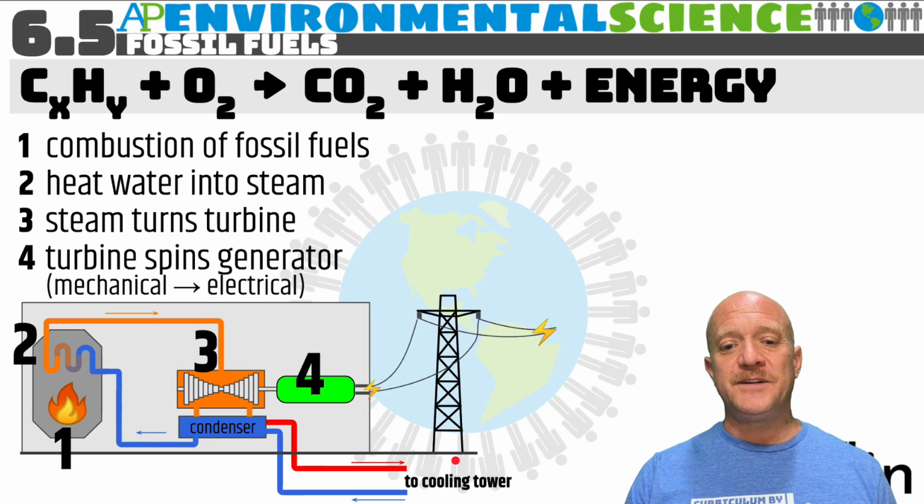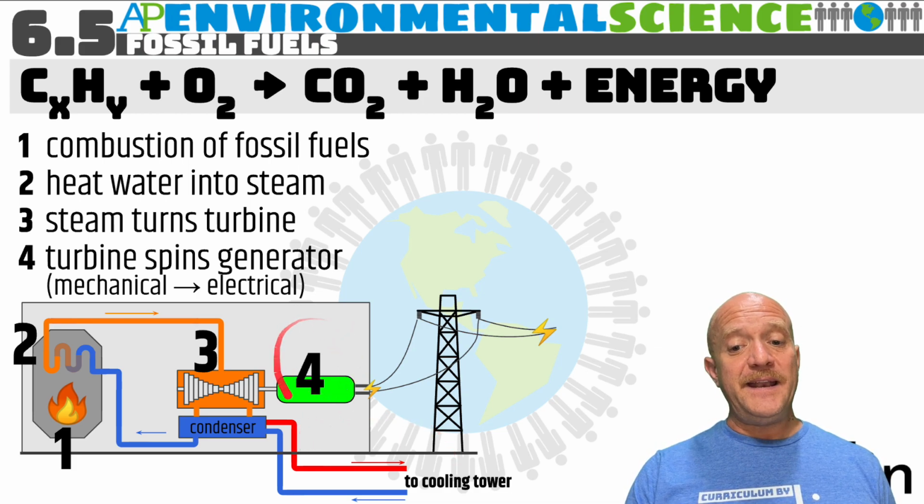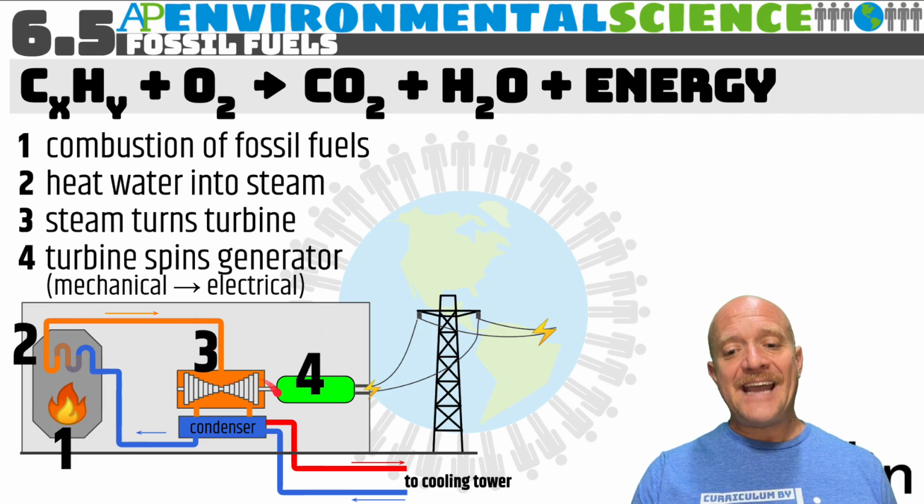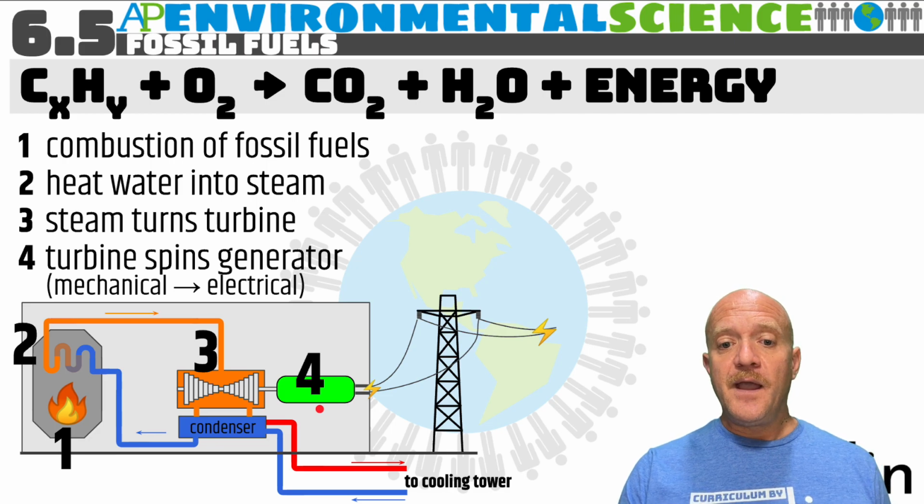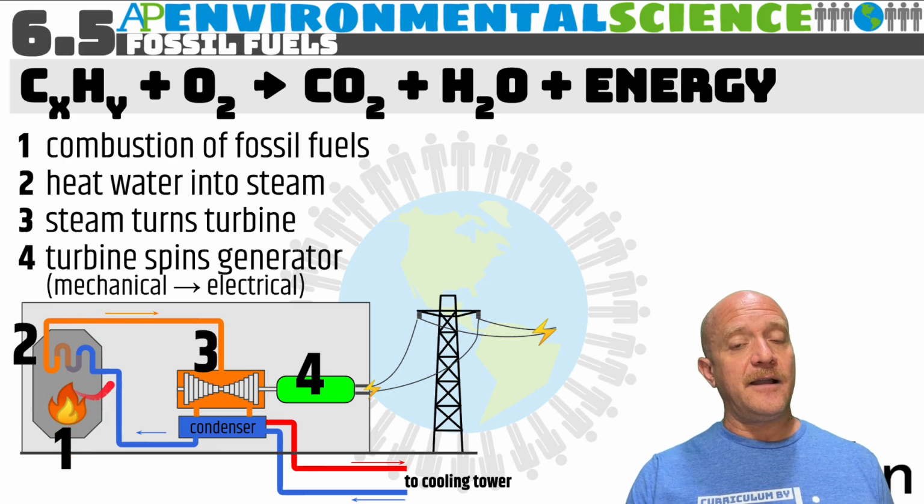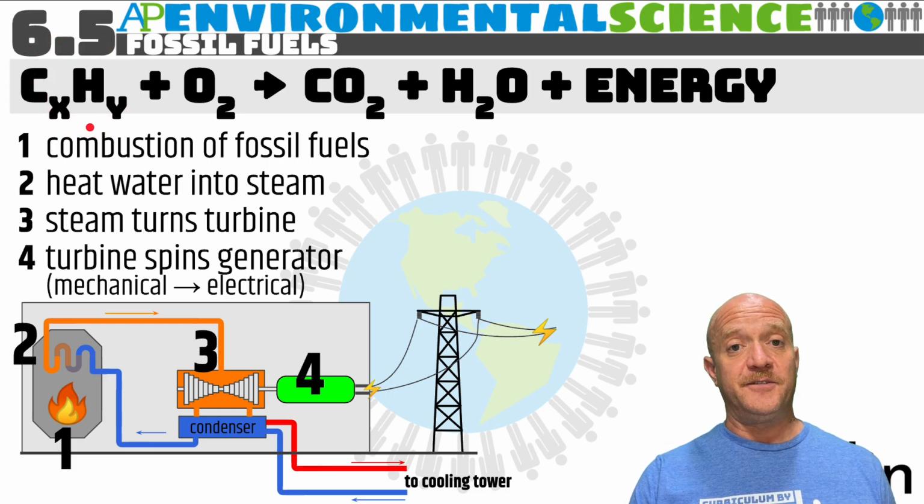Now, in this process, you are taking mechanical energy from the spinning of the turbine and the generator, and you are converting it to electrical energy. You cannot just say spinning a turbine generates electricity. The turbine is attached to the generator, and that causes the electricity generation. You also will have chemical energy that is in the carbon bonds in these fossil fuels. Okay, so you have chemical energy, mechanical energy, and electrical energy, all present in fossil fuel combustion.